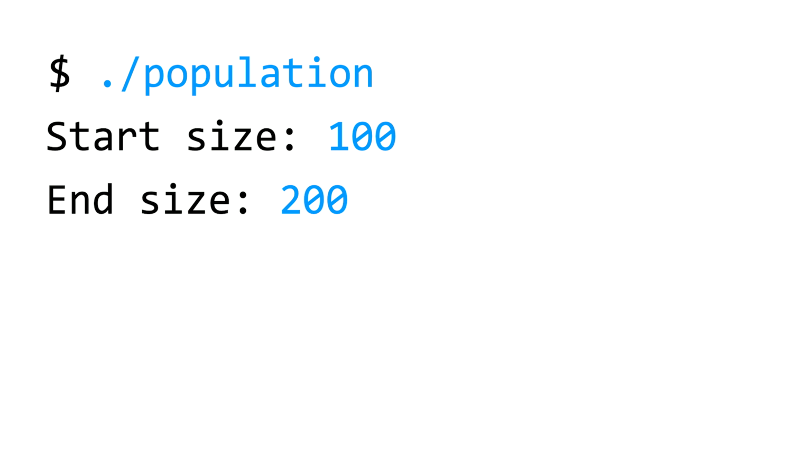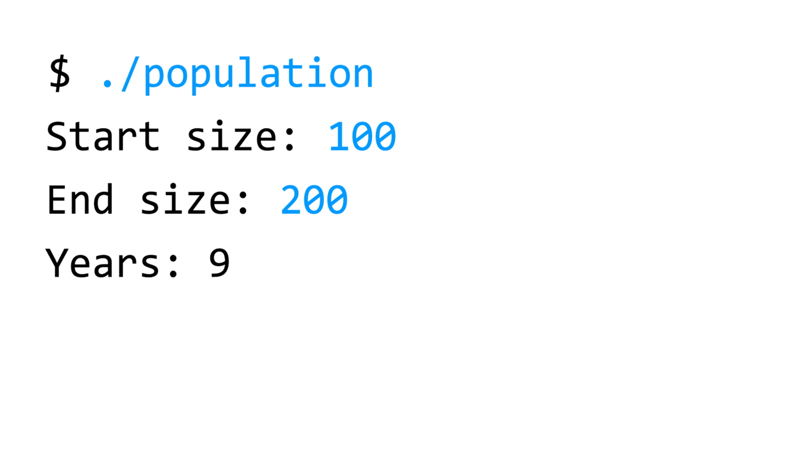Then, your program should figure out how many years it would take to bring the population of llamas from the starting size to the ending size, and then print out that number of years. So in this case, our program would print years, 9, because it would take 9 years to bring the population from 100 to 200. So in summary, here's what you have to do.